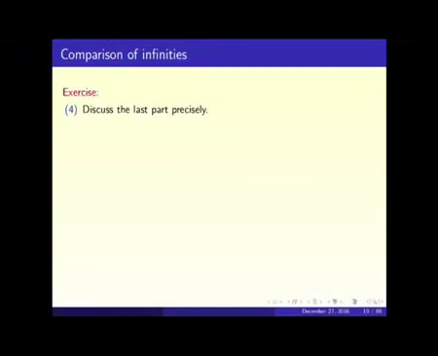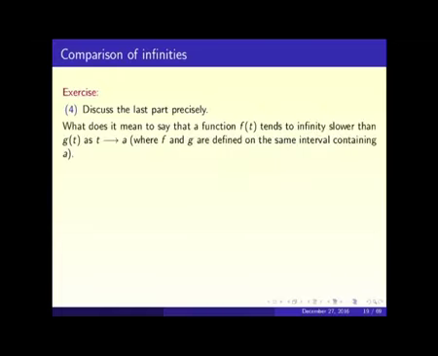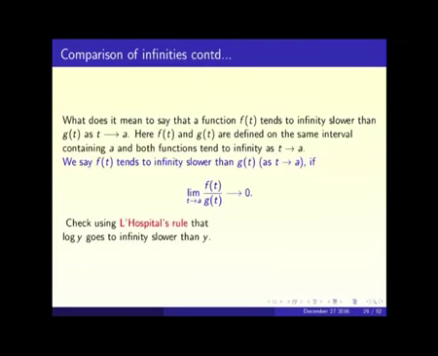So here is an exercise. Discuss this last part precisely. What does it mean to say that a function f of t tends to infinity slower than g of t, where f and g are defined on the same interval containing a and t goes to a? So what would be an appropriate definition? We could say that f(t) goes to infinity slower than g(t) if the ratio f(t) by g(t) goes to 0.